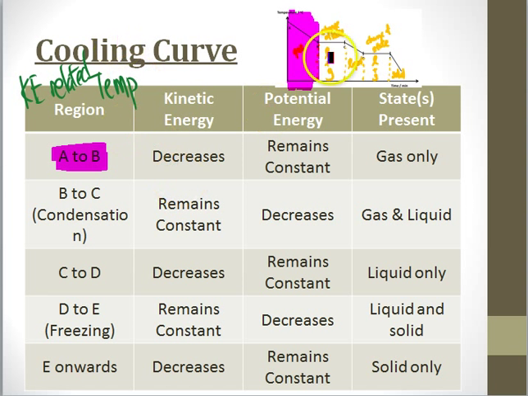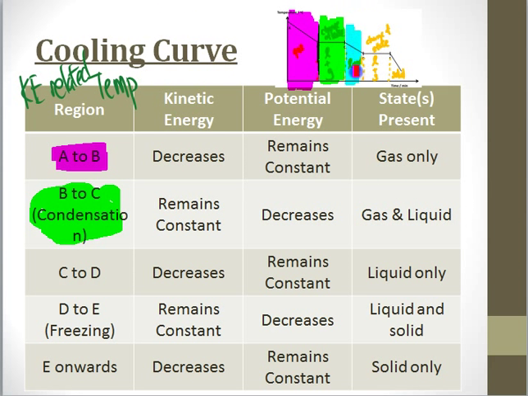Now, from B to C, over here, we know that the temperature is constant, so a change of state must be occurring. In this case, it's the process of condensation, because it is from gas to liquid. As the temperature is constant, so KE remains constant. In this case here, potential energy decreases. Definitely when you're cooling something down, the energy should drop. So in this case here, the potential energy is the one that's actually decreasing. The states of matter present now is gas and liquid.